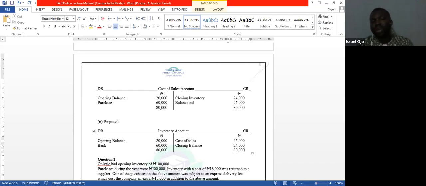Under the perpetual method, there's no purchase account. What we have is the inventory account. But under the periodic method, we have the inventory account, the purchase account and the cost of sales. Those are the accounts that relate. Also bank or payables; purchases, bank or payables relate with each other. Then the balance is written off to the cost of sales account. So it's from there we get our total cost of sales that we use to reduce our revenue in order to get our gross profit.